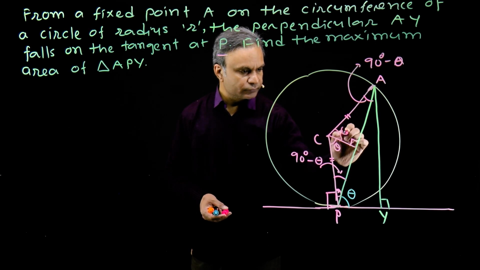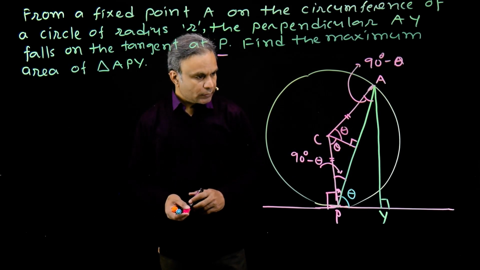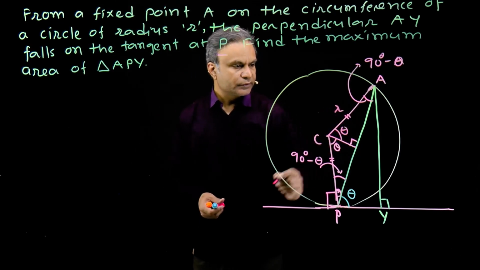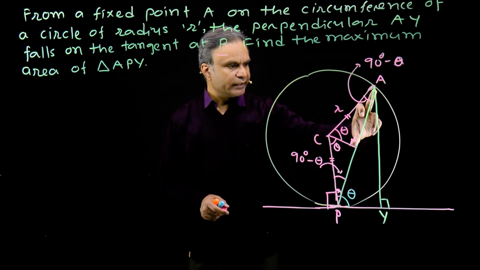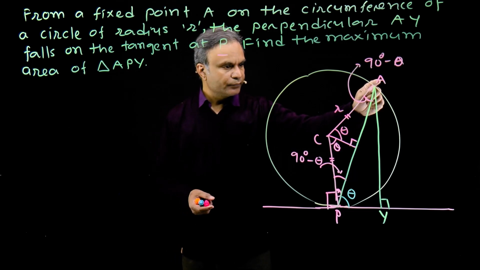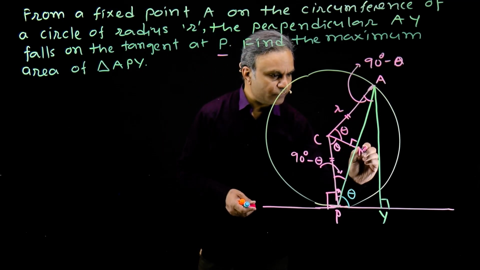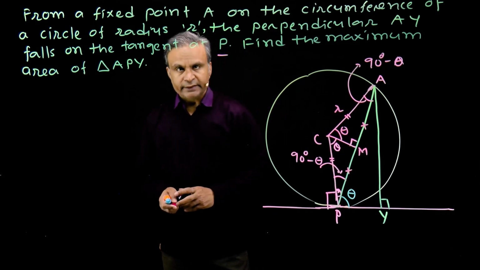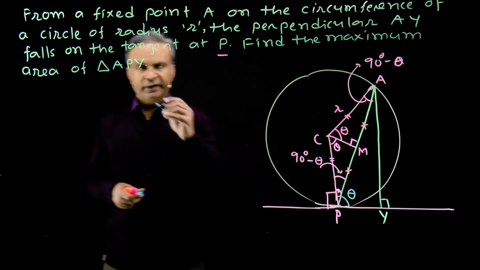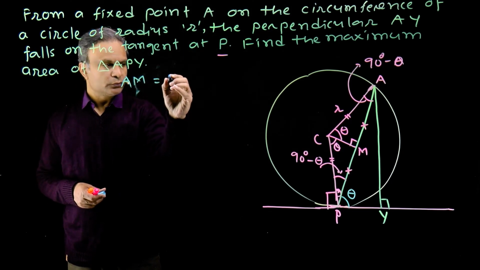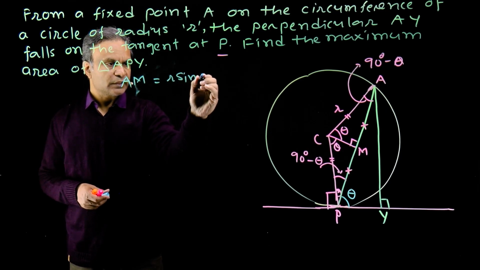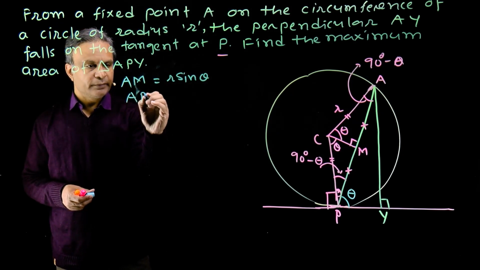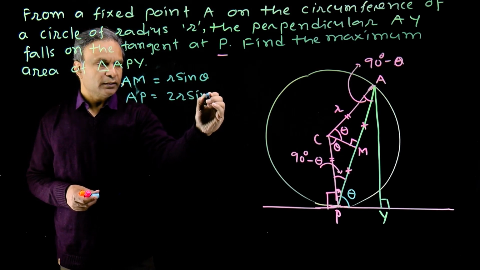Also this angle will be theta. Now the radius is r, circle का radius r है. Then this length will be r sin theta. In triangle ACM, suppose this is point M where M is the midpoint of AP, AM will be r sin theta. ये होगा ना r sin theta. Let me write here, length AM is equal to r sin theta. Then AP will be 2r sin theta.